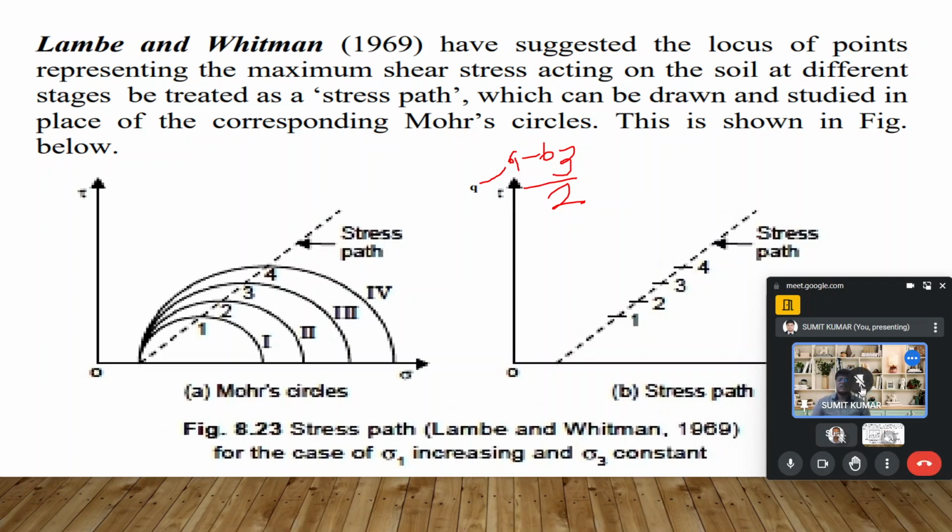Lambe and Whitman in 1969 suggested that the locus of the points representing the maximum shear stress acting on a soil at different stages be treated as a stress path, which can be drawn in the plane corresponding to the Mohr circle, and that diagram is shown over here. With this picture you could understand that we are able to find the behavior of soil in one way or the other. That is the basic thing we are interested in.